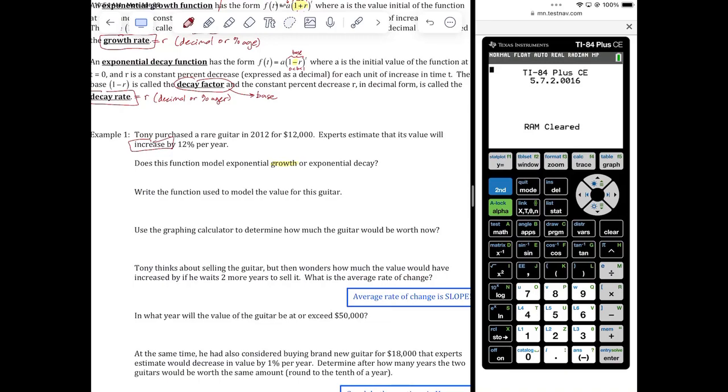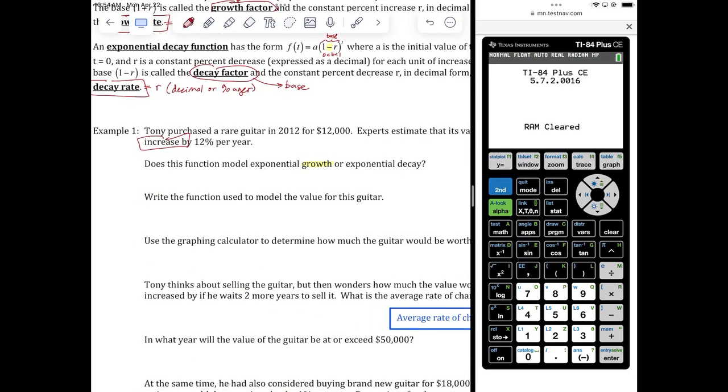It says, write the function used to model the value of the guitar. Okay. So first of all, we got to come up with some variables. Do you want to use X and Y, or do you want to make the variables more specific to what we're doing? Like V for value instead of Y and T for time instead of X? Or do you want to use X and Y? I don't care. X and Y. You're used to X and Y. Okay. So we'll use X and Y.